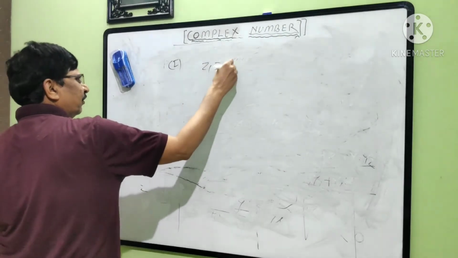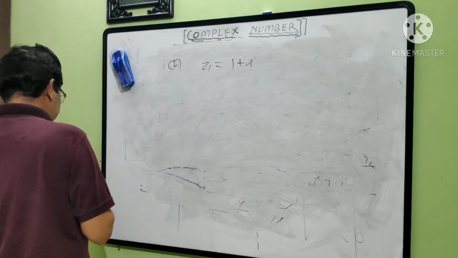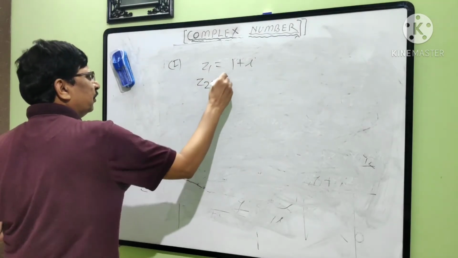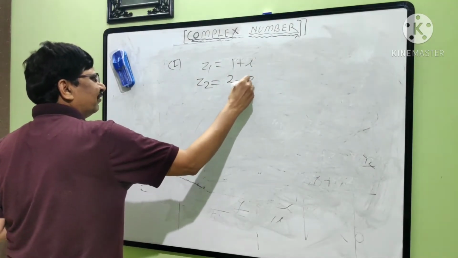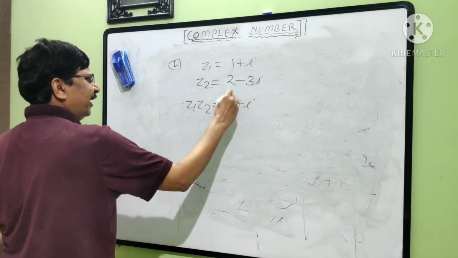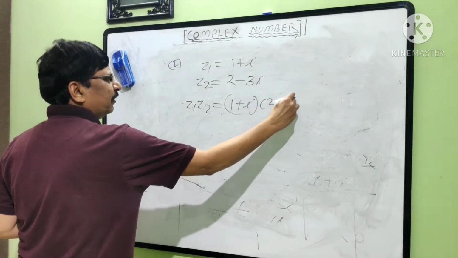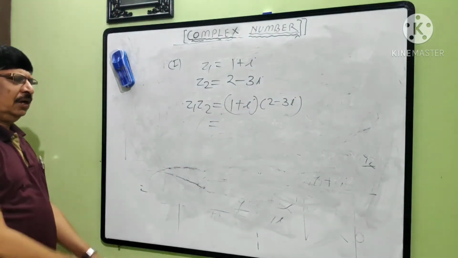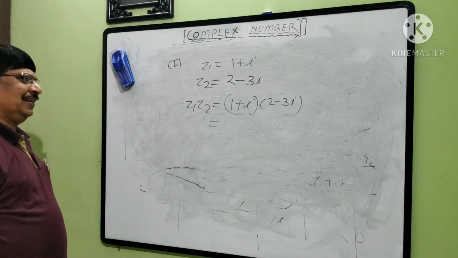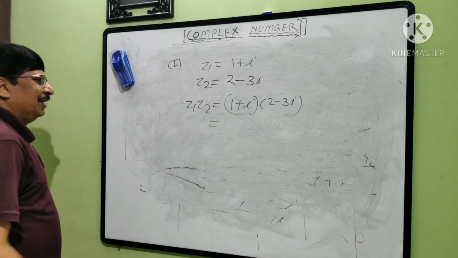Suppose Z1 is 1 plus I and Z2 is 2 minus 3I. Now what about Z1 into Z2? That is (1 plus I) into (2 minus 3I). Now I can write directly, but you don't write directly. You have no habit. That's why I multiply this.